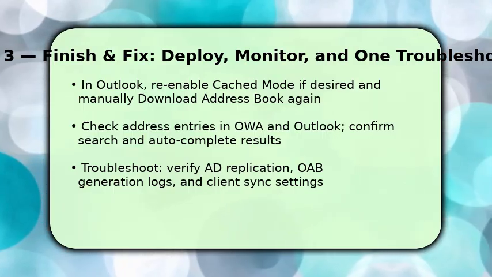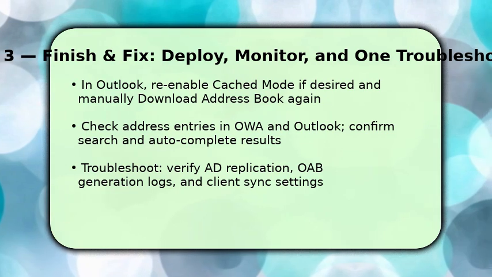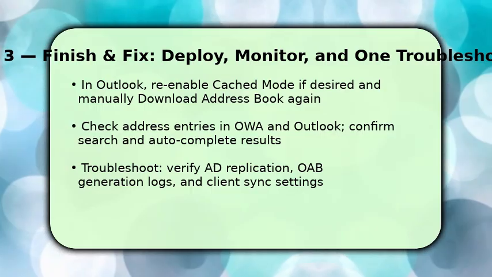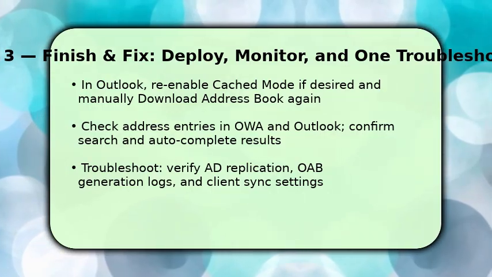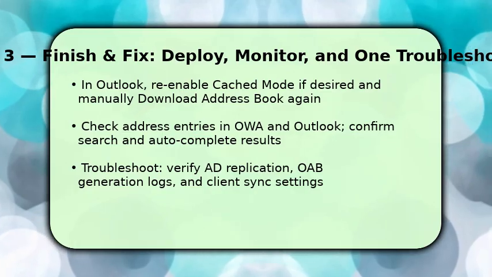Also test autocomplete. If something is missing, verify Active Directory replication, review offline address book generation logs, and confirm client sync settings. If needed, clear local OAB files and repeat the download. That usually resolves stale entries.